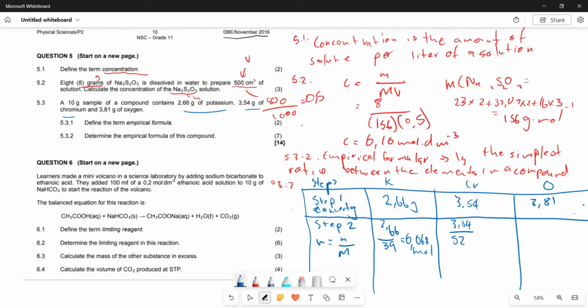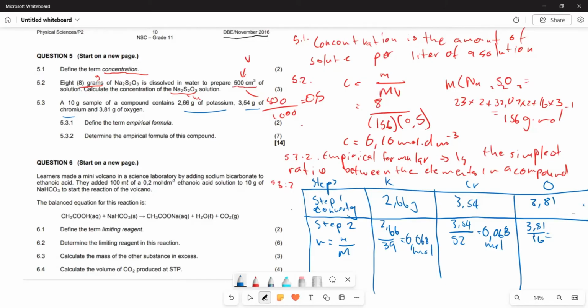And when you say now you have 3.54 divided by your 52, what is it that you're going to get? The mole that you're going to get here is equal to 0.068, isn't it so? 0.068. And for this one again, moles, you have 3.81 divided by 16. And what is it that you're going to get now?